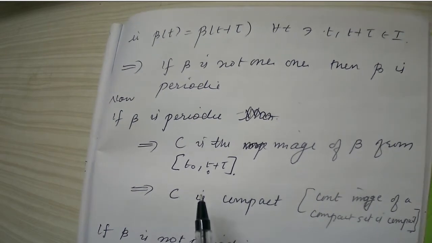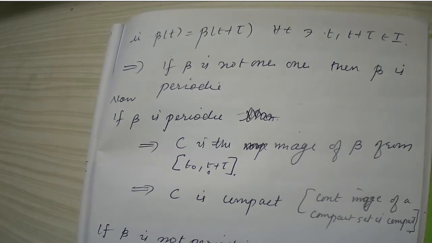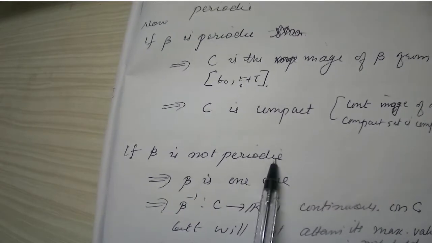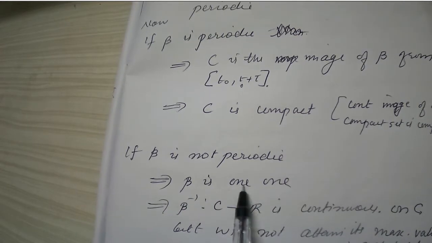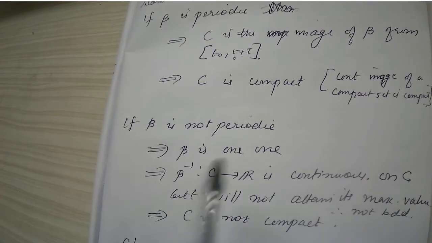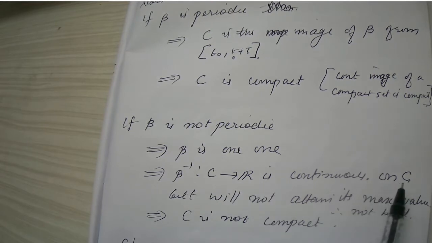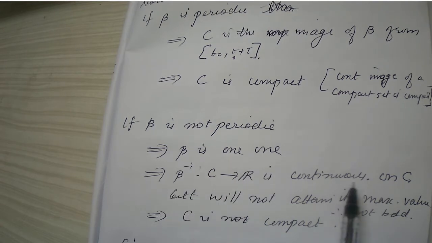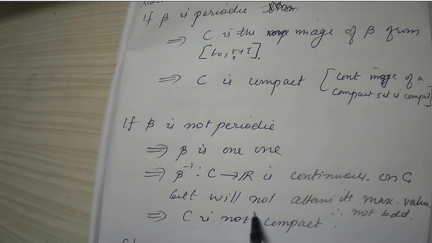On the other side we will prove that if beta is not periodic, then C is not compact. That is the next part we will prove. So suppose that beta is not periodic. By the previous result, beta should be 1-1, right? If beta is 1-1, then beta inverse must be continuous. That is a result from real analysis, or topology. If beta is 1-1, beta inverse is continuous on C, but it will not attain its maximum value, because it is 1-1 and continuous. That means it is not bounded, hence we can say that C is not compact.